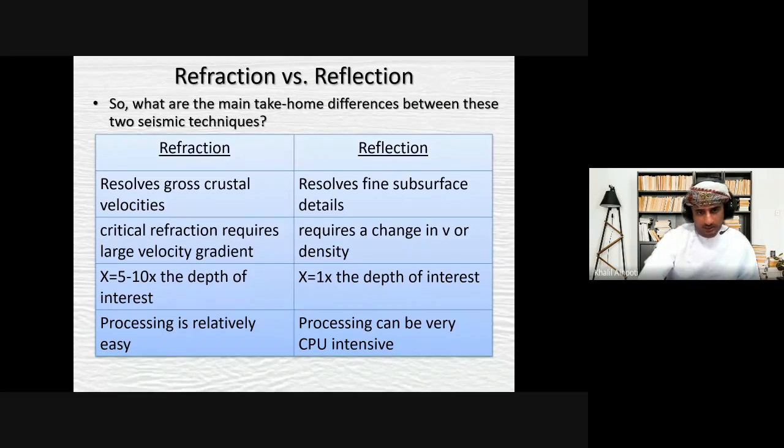Again, Doctor, the question. Okay, Basma, the question says that if I want to image up to, let's say, 10 meters using the seismic refraction technique, what is the required distance or length of my seismic refraction spread? Yes, so 10 times that distance.